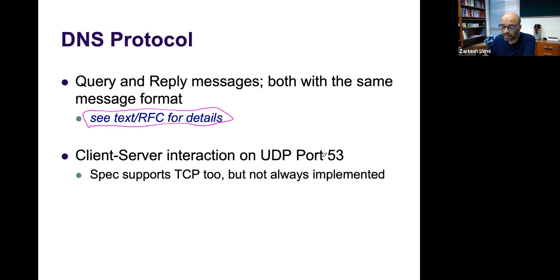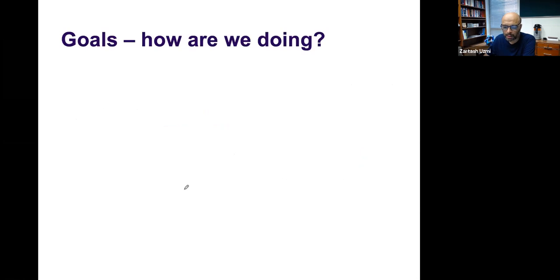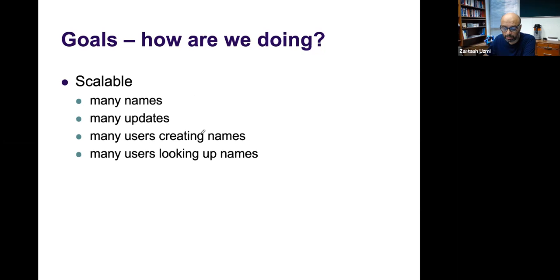So client-server interaction is happening on UDP port 53. If you guys have done the zeroth programming assignment, then you probably would know that UDP will be using port 53. TCP को support करते हैं, but not implemented. Almost always UDP इस्तेमाल करते हैं इसमें. So from a scalability point of view, you have many names, many updates, many users. We can all support that, and it is highly available.